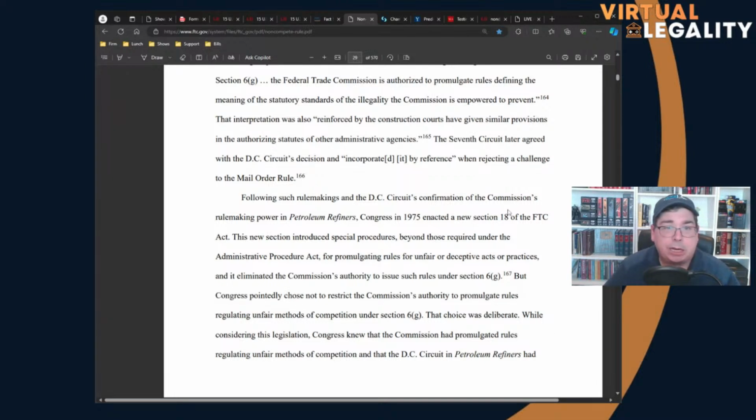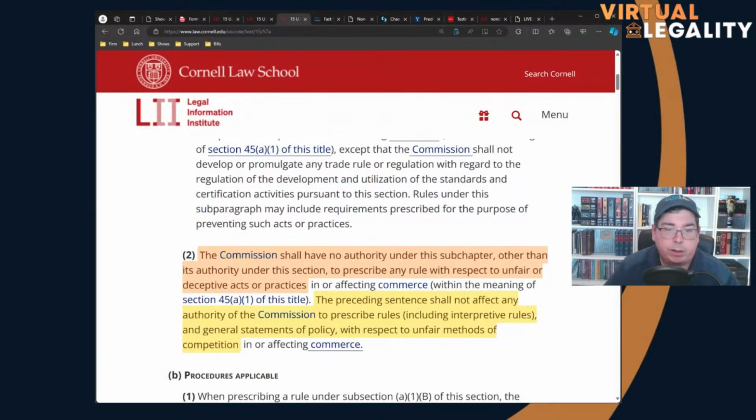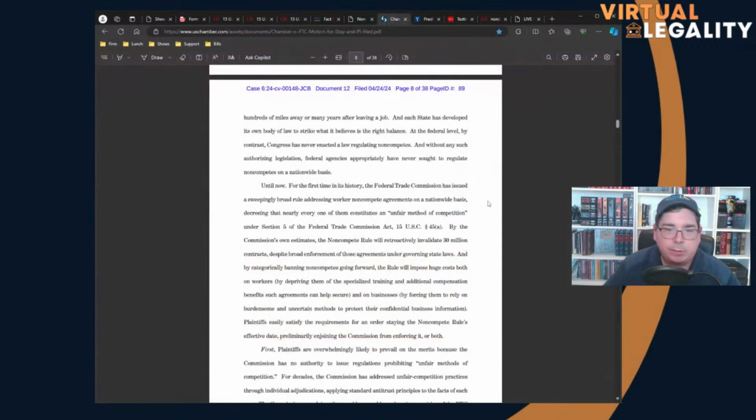That's the last bit of statutory code that we looked at here, right? This is the one that says you have no authority other than the authority under this section to prescribe any rule with respect to unfair or deceptive acts or practices, but you're still allowed to make statements of policy with respect to unfair methods of competition, et cetera, right? So we've got a lot of confusing different moves in this particular act because Congress moved multiple times to try to clarify what was happening in the judicial and policy levels. So continuing with this description.